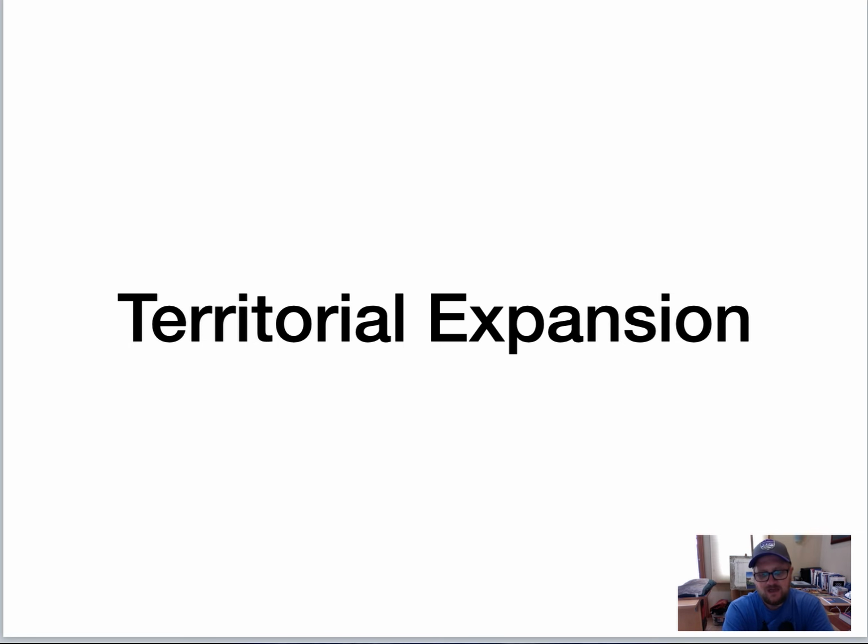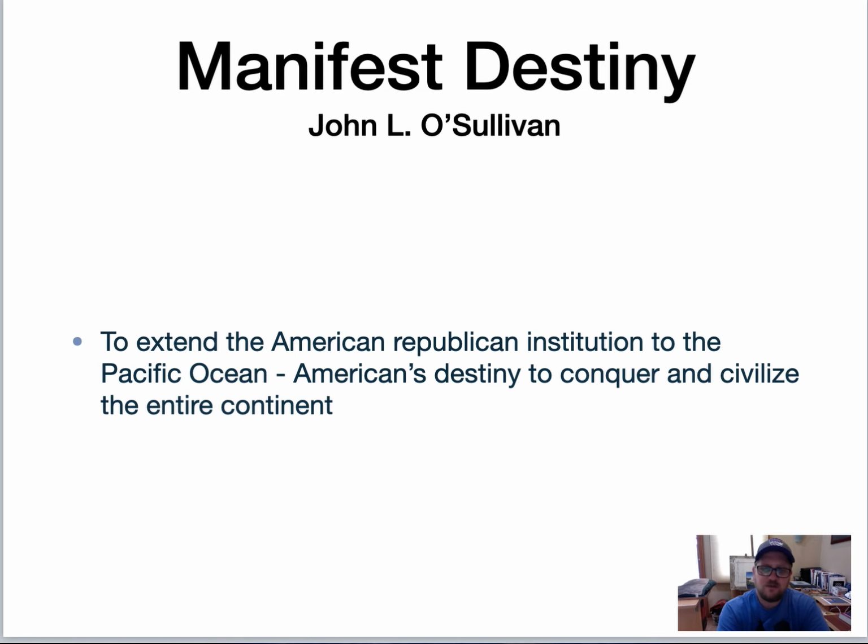And of course, you can't talk about this period without territorial expansion and what that means for sectionalism and division. So, the big term is manifest destiny. John L. Sullivan coined this. Pretty much, it's America's destiny to conquer and civilize the entire continent, basically to push our republican institutions, our way of life, all the way to the Pacific Ocean, not caring about what countries fall in the way, or, more importantly, what peoples, such as the Native Americans, fall in the way.